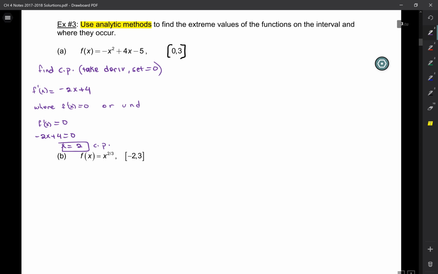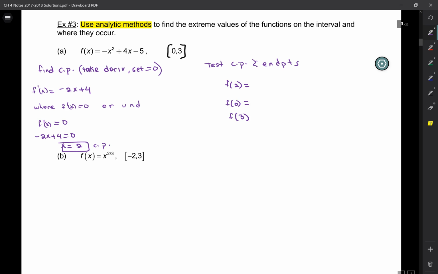Now, you have to find f of x for the critical point and the what? And the endpoints. Yes. The endpoints are 0 to 3. 0 and 3. Okay, so we're going to do f of 2, f of 0, f of 3.